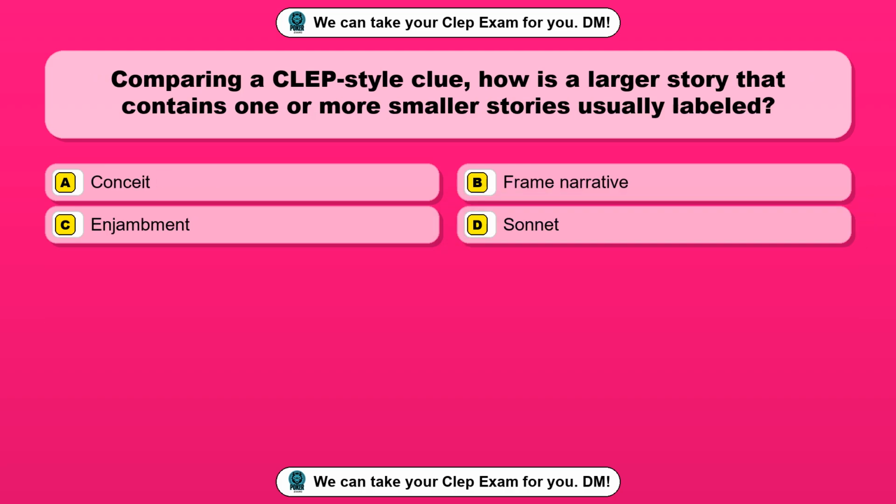Question 20. Comparing a CLEP style clue, how is a larger story that contains one or more smaller stories usually labeled? Option A, conceit. Option B, frame narrative. Option C, enjambment. Option D, sonnet. The correct answer is option B, frame narrative.